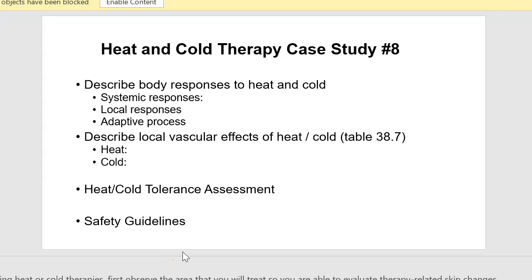The age and physical condition. The very young and very old are more sensitive. And the patient's physical condition can reduce the perception of sensory stimuli. So lots of assessing if you're using heat or cold therapy, to assess that skin for safety.